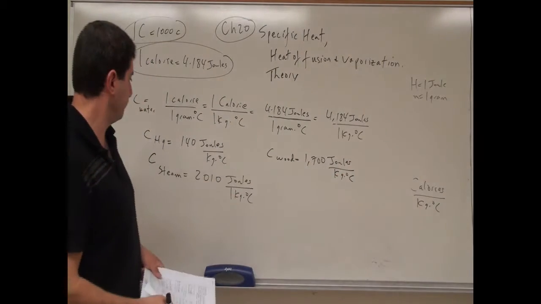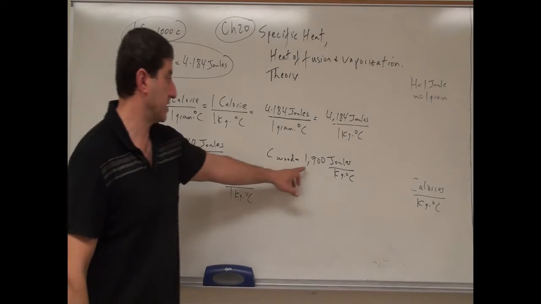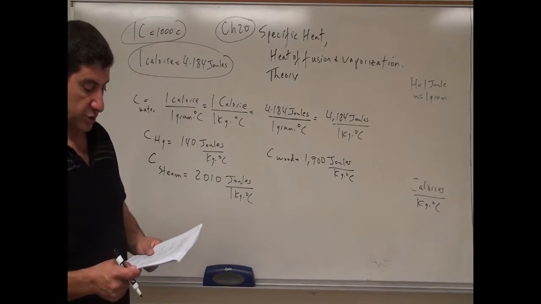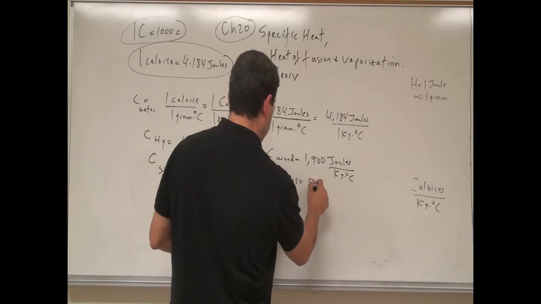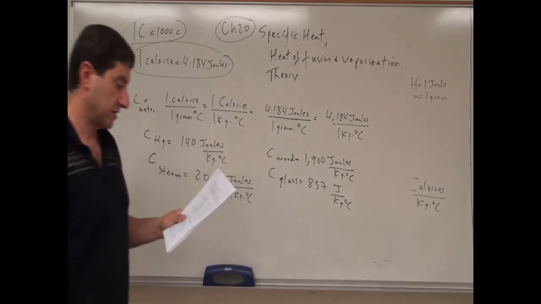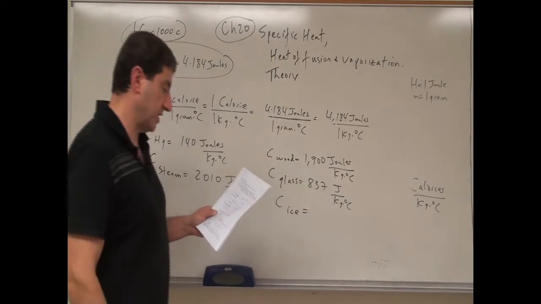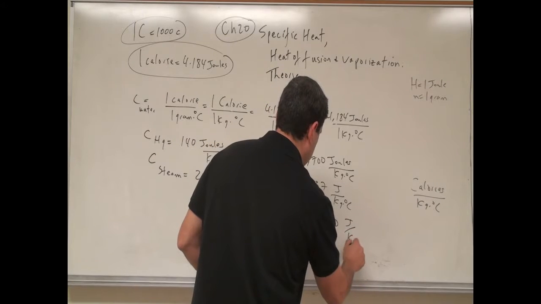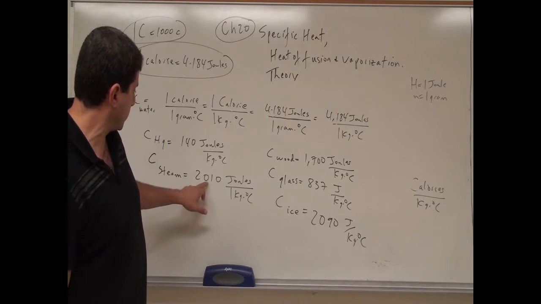So wood is going to be easier to change its temperature than steam, but it's going to be a lot harder to change the temperature than mercury, right? Where mercury is 140. So then the specific heat of glass is going to be 837 joules per kilogram Celsius, right? The specific heat of ice is going to be 2090 joules per kilogram Celsius.